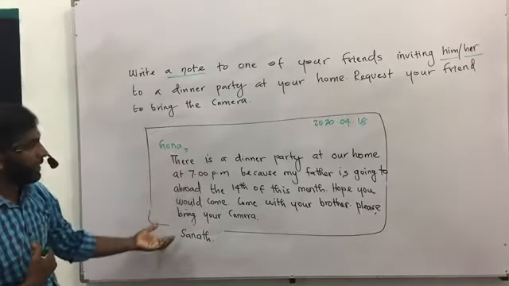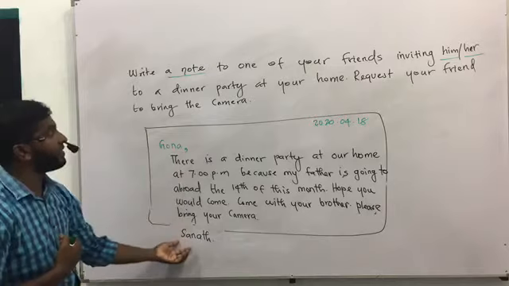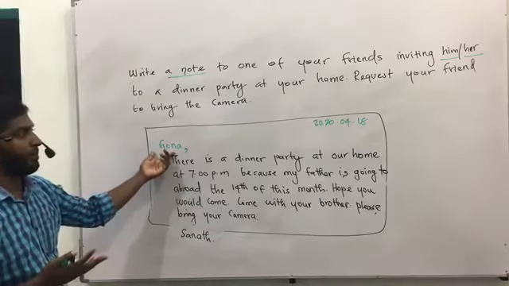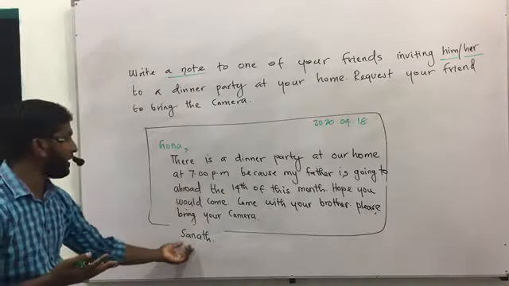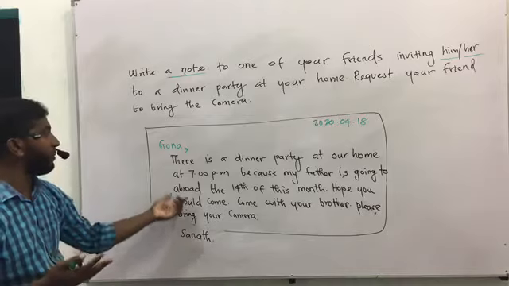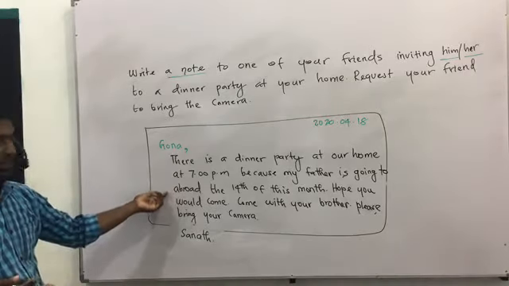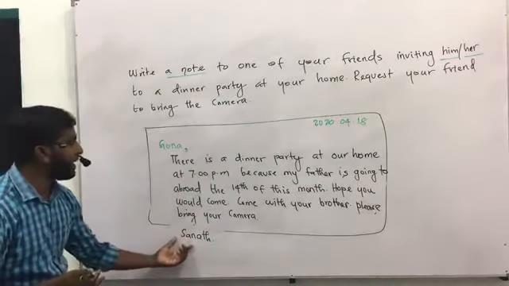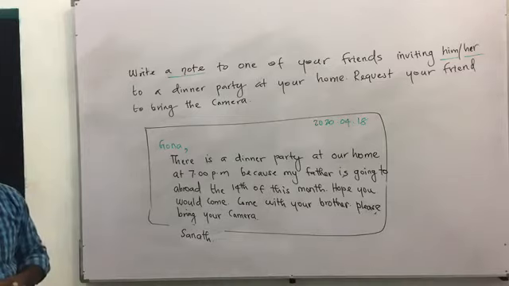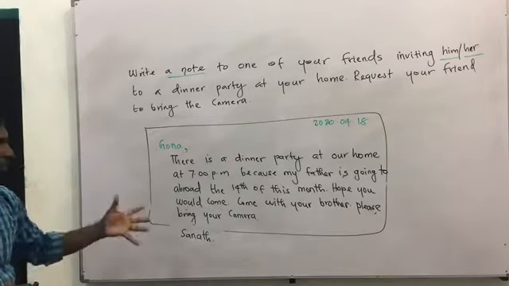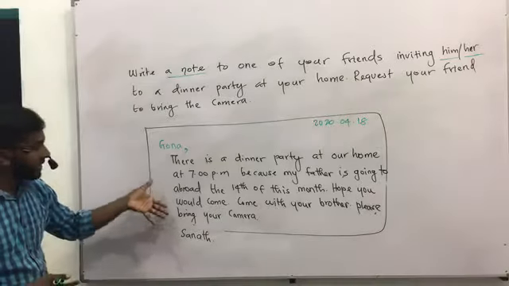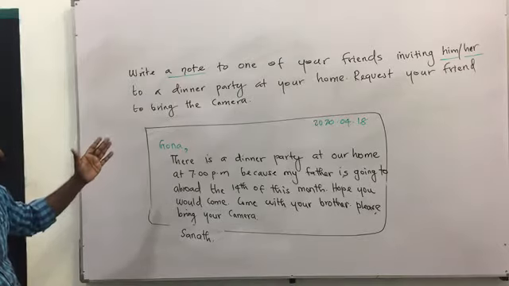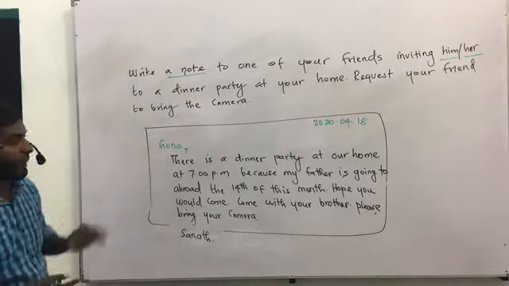According to this personal note, Sanath is going to invite his friend Gona. Sanath's father is going abroad on the 14th of this month. Sanath wants the camera of Gona. There is a dinner party at Sanath's home at 7 p.m. This is a request by Sanath to Gona.